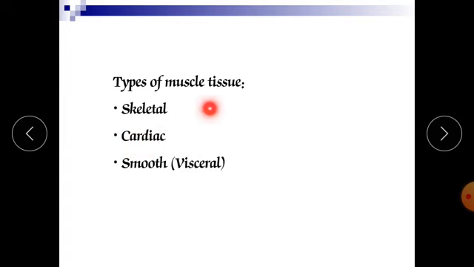The skeletal muscles are striated muscles. The cardiac muscles are also striated muscles, whereas the smooth muscles, which are available in our respiratory system, in our uterus, in our gut, meaning intestines, and our mucosa, are non-striated muscles.